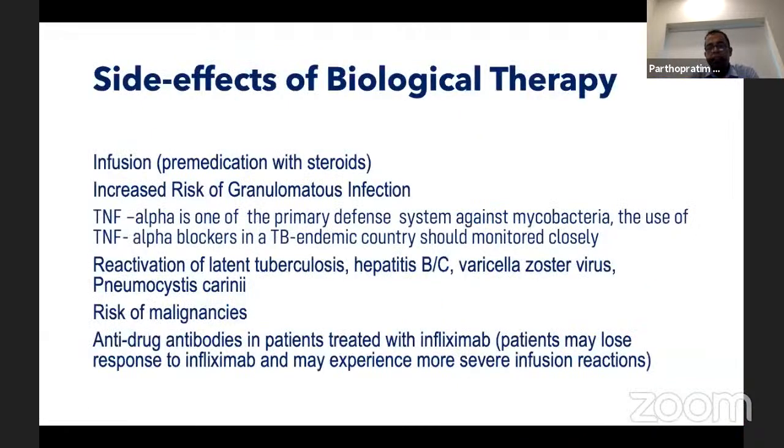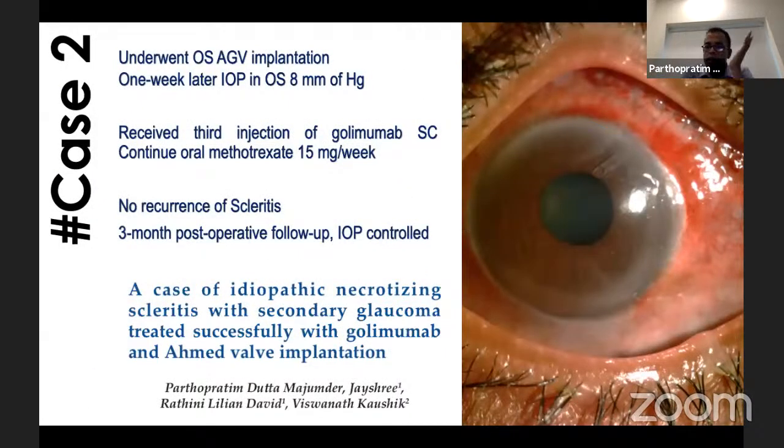So this is very interesting. The first case I showed you, the hypotony, we managed with biologic and the patient improved. The second case, the patient had no systemic complaints. The patient had high IOP with scleritis. We treated with biologic and the patient responded. And we could do the secondary procedure.